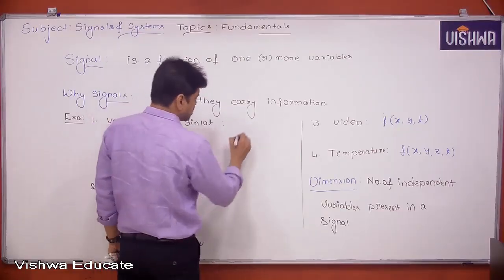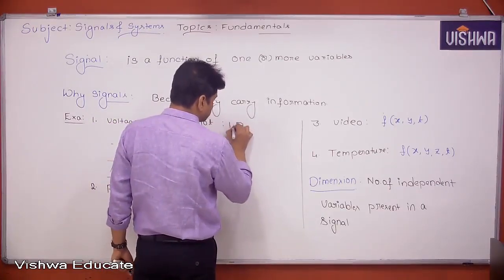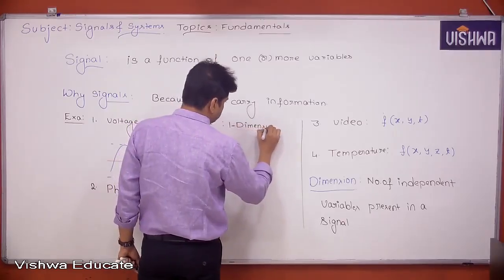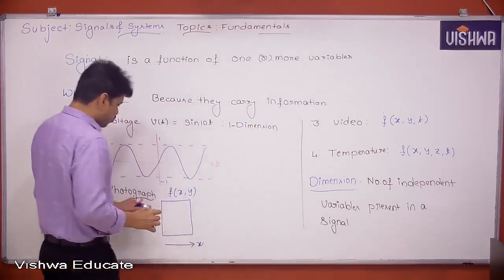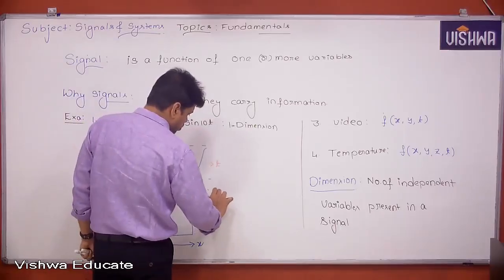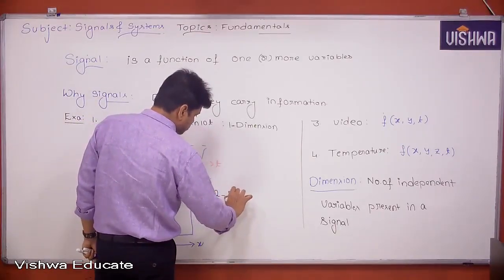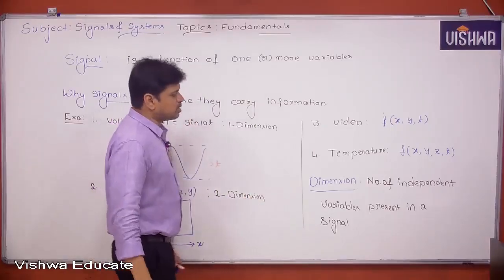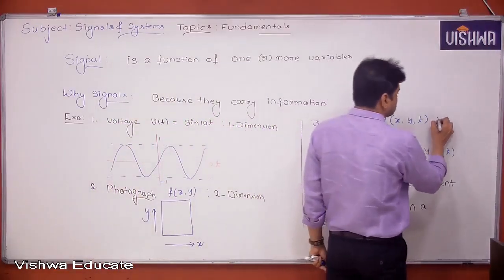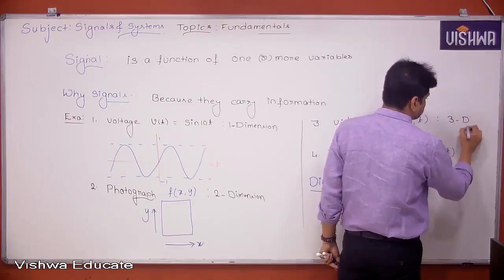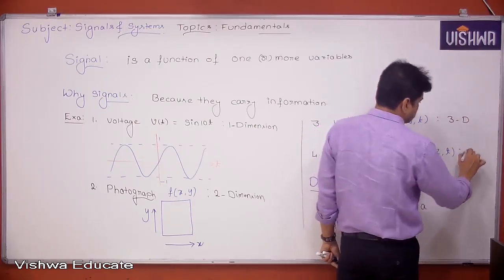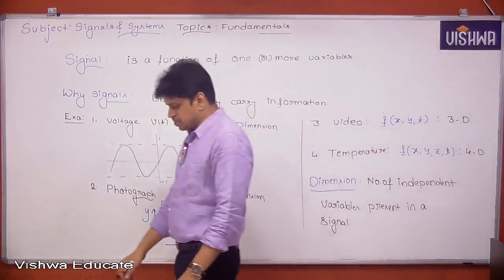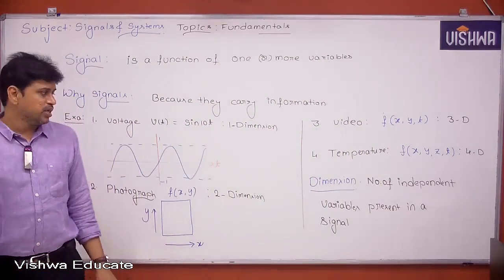The voltage signal is a one dimension and photograph is nothing but a two-dimension signal and video is nothing but a three-dimension signal and a temperature is nothing but a four-dimension signal. So this is what the meaning of signal and this is what the meaning of dimension.